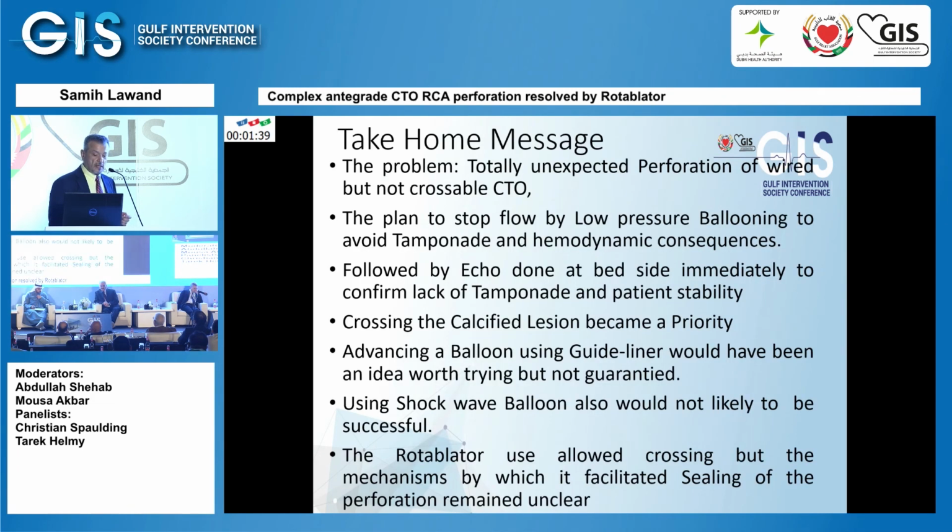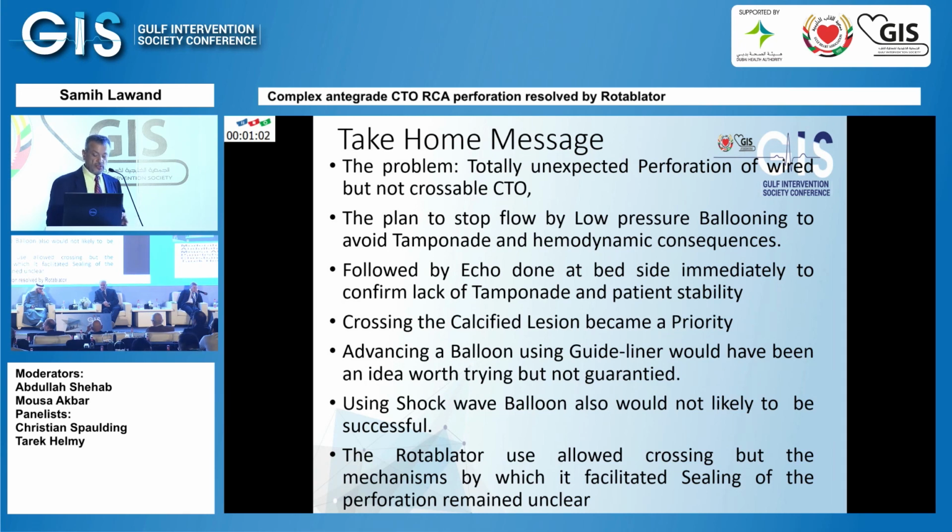So to me, what I saw is the following, that I did cause a perforation to the mid-RCA, no doubt about it. And I did the echoes to make sure that the patient is stable, and he was. I thought of every possible venue that I should select in order to fix it. Anyway, the plan was to stop flow by all means and to avoid tamponade, of course. The echo at the site helped me to tell that there's not much of any leakage into the pericardium. Crossing the calcified lesion then becomes a priority.